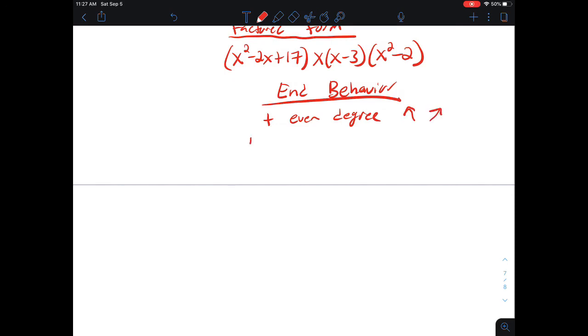So we can describe the end behavior using limits. The limit as x approaches negative infinity for that function is going to equal positive infinity, and the limit as x approaches positive infinity for f of x is going to do the same thing. It's going to increase without bound.